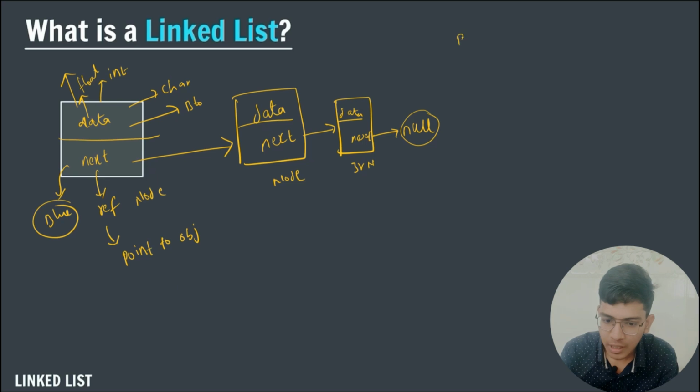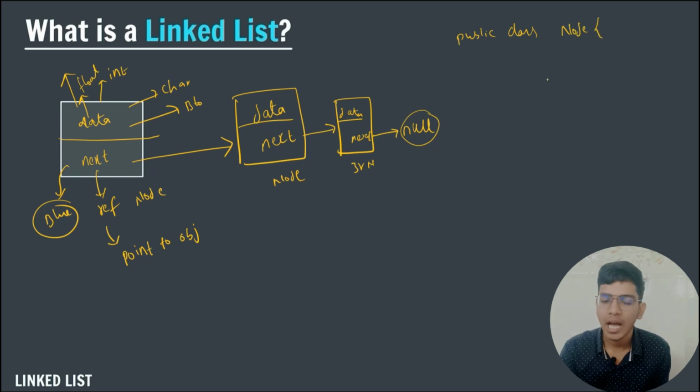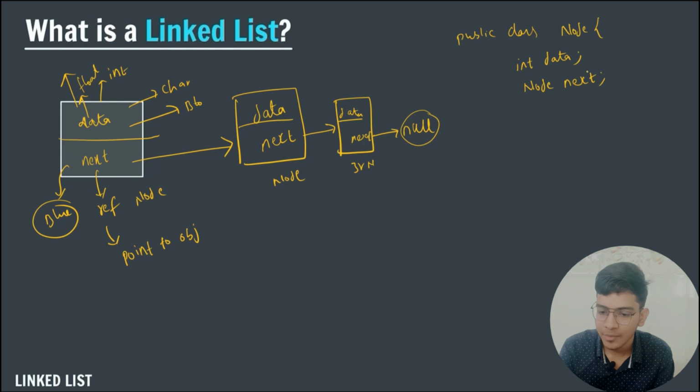So I'm going to create my class, public class. Let us call it Node. In Node, what are the things we are having? We are having two things. Let us consider that I am creating integer data. So int data. After that, Node next.